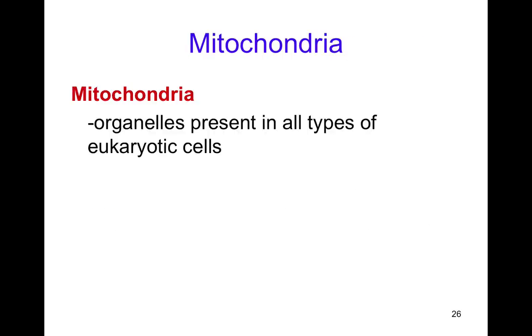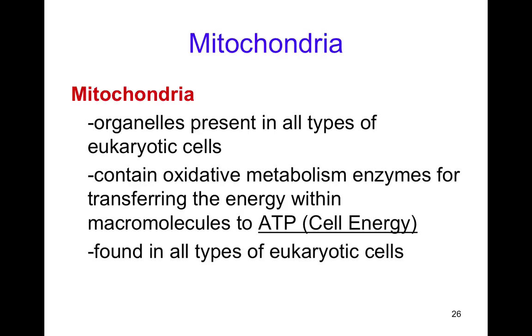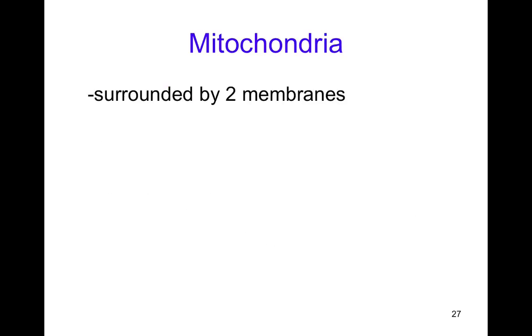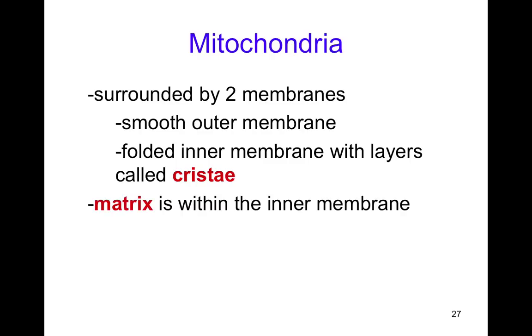Mitochondria, their primary function is to make energy, create ATP, cell energy, for the cell. And they're found in all types of eukaryotic cells. They're surrounded by two membranes, a smooth outer membrane, and then folded inner membrane layers, which are called cristae.